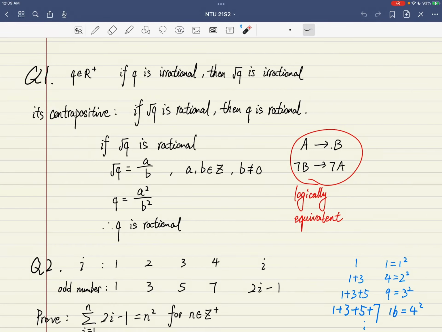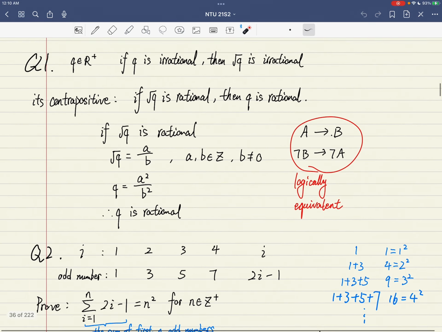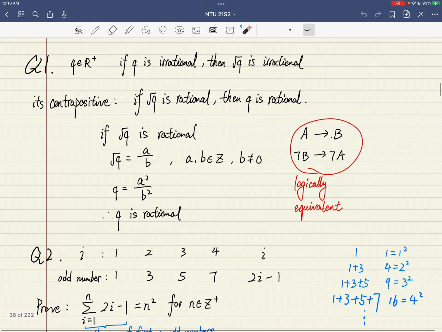Okay, the first question is, let Q be a positive real number. Prove or disprove the following statement. If Q is irrational, then the square root of Q is irrational as well. So if Q is irrational, the square root of Q is irrational. It's a bit hard to prove.